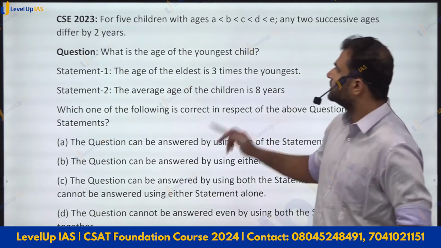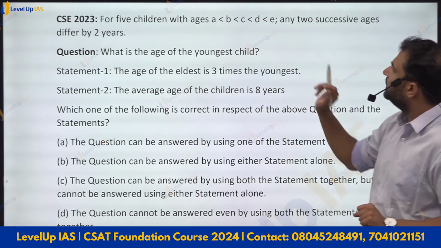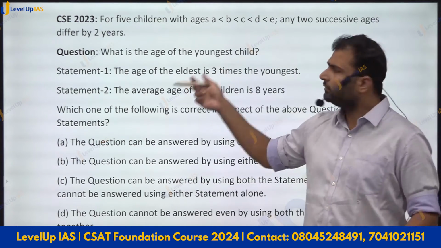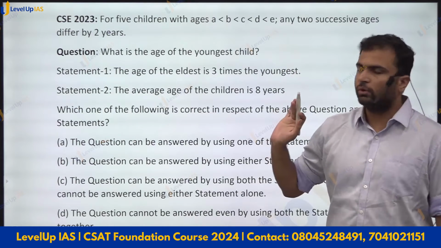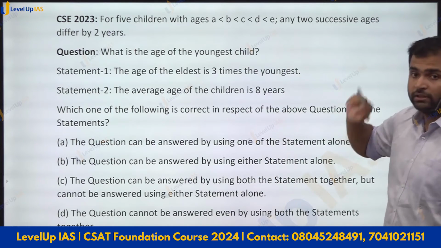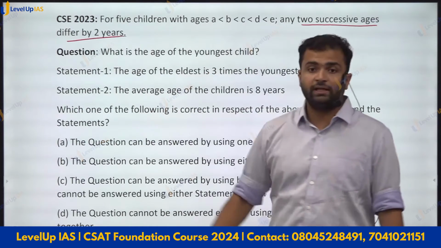So let us see the first question. We are given 5 children with the ages A, B, C, D, E, such that the age of A is less than B, B is less than C, less than D, less than E. That is what we have. Plus there is another piece of information that 2 successive ages differ by 2 years. That is what is given.